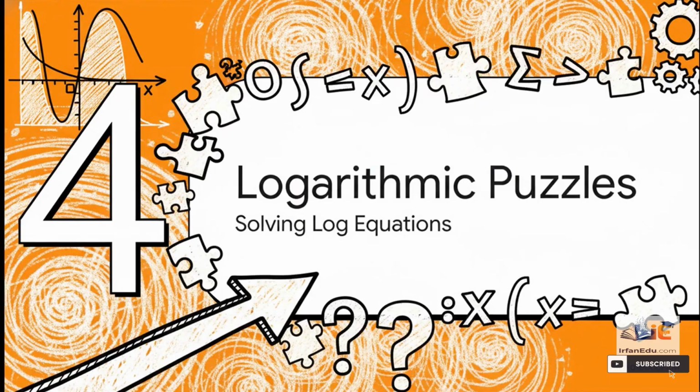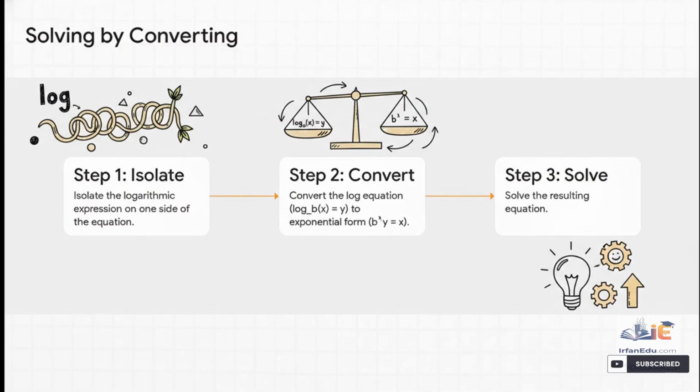Okay, so we figured out how to get variables out of exponents. But what if the equation starts with a logarithm? Let's flip the script for a minute and see how to solve these kinds of logarithmic puzzles. The main strategy here is just to undo the logarithm. Your first move is to get the log expression all by itself on one side of the equal sign. Then, you use that fundamental relationship between logs and exponents to rewrite or convert the whole equation into its exponential form. This simple switch transforms the problem back into a format that's way easier to handle.